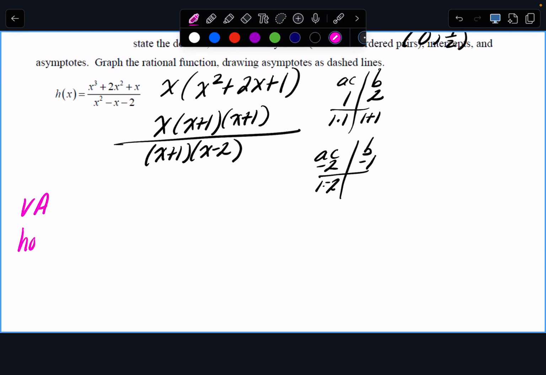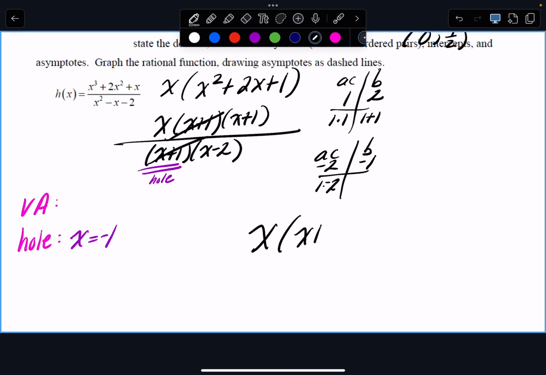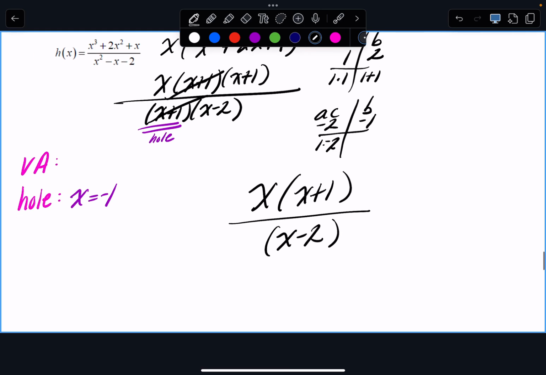So then you start with vertical asymptotes and holes. Vertical asymptotes don't divide out, holes do. So what are we looking at here? Is x plus 1 a hole or vertical asymptote? A hole again. So you'd say x equals negative 1 is a hole. You then remove it. Ding, ding. And from here on out, the rest of the time, we're going to use the simplified equation.